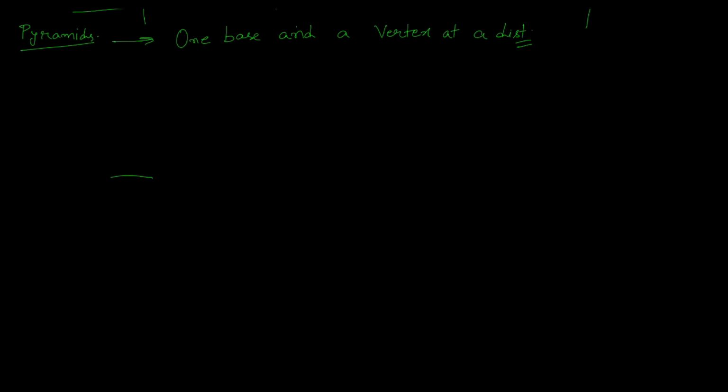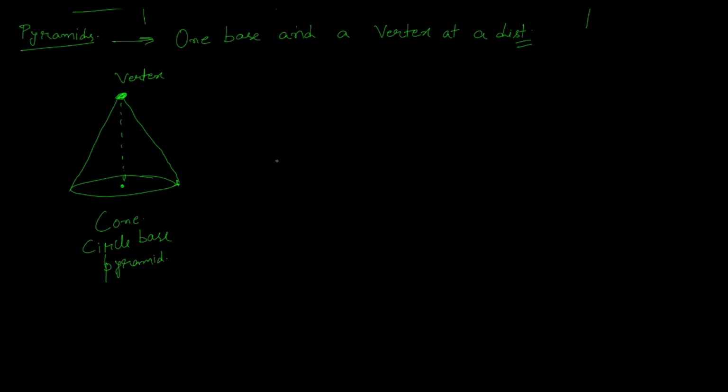If I take a circular base and just opposite to the center, somewhere at a distance, I take another point, this becomes my vertex. And then I join every point on the circle with this point. What am I going to get? I'm going to get a cone. So cone is a circle base pyramid. Okay? Circle base pyramid. Just try to remember that.